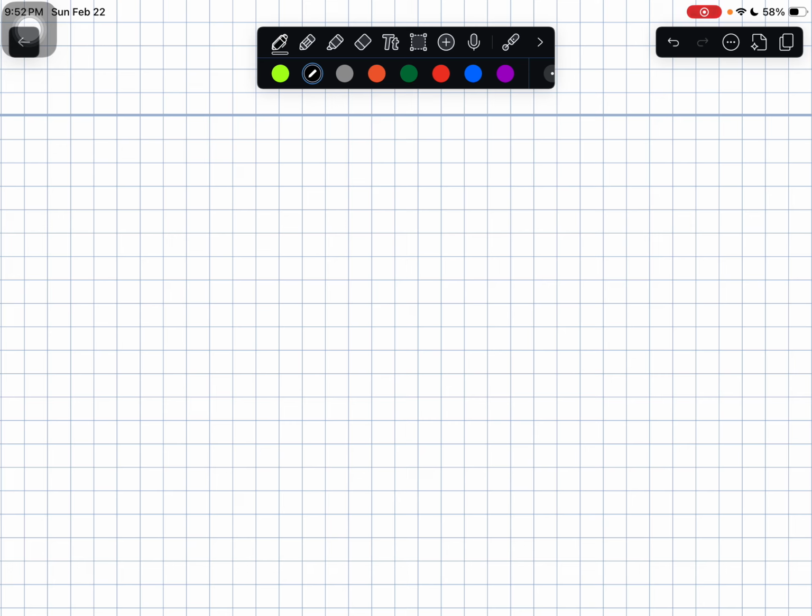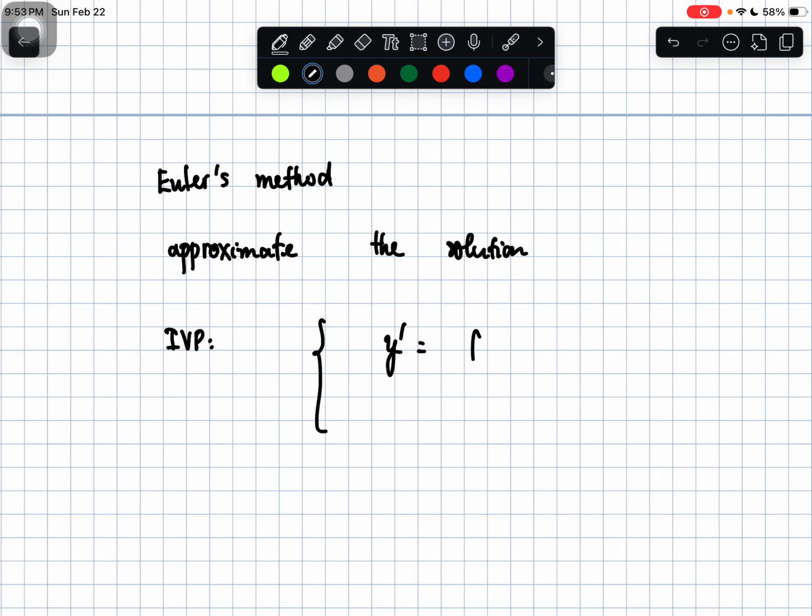Using Euler's methods to approximate the solution for the initial value problem y prime equal to f, a function of x and y, so f(x, y), with y at x0 equal to y0.